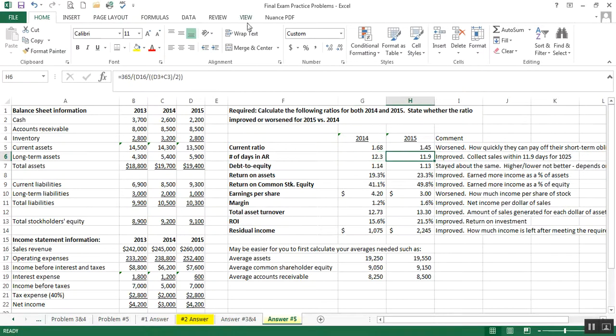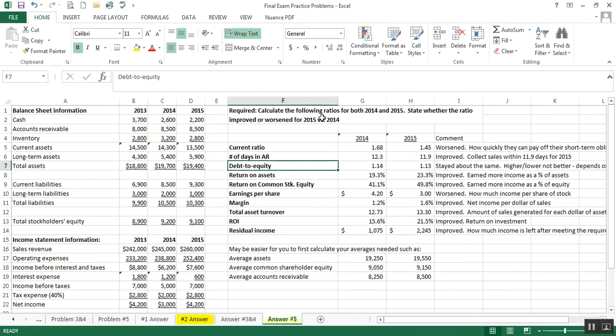And then I do the same thing here. And it's going to give me 11.9. So for 2015, it means that I can collect the cash on my sales within 11.9 days. And this is improved from last year, 12.3 days. This is really great if their policy says their accounts receivable are due within 30 days. Even if it's due within 15 days, this is great. And it's just continuing to improve year over year.